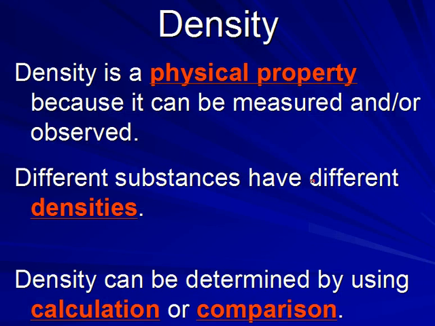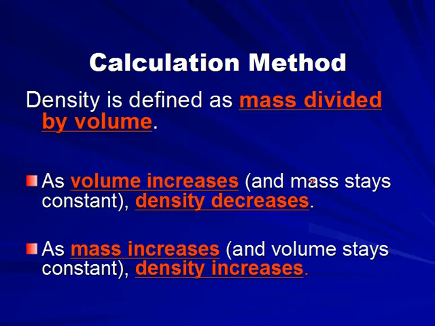And the last thing we're going to talk about in our notes is density. Density is a physical property because it can be measured and or observed. So we've talked about that before. And different substances have different densities. And density can be determined by using calculations or comparing them. Calculations is easy. We've done this in the lab.